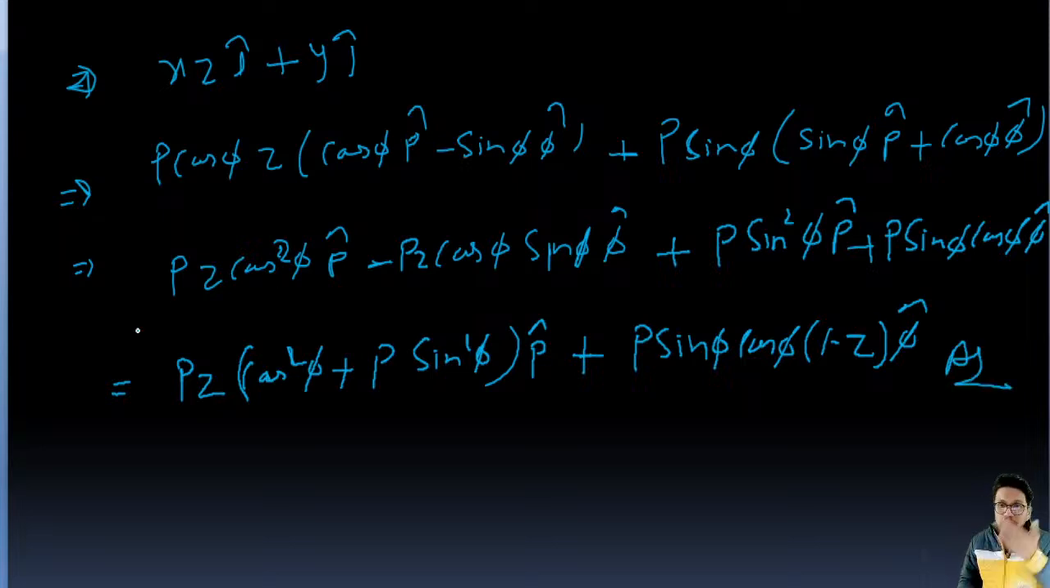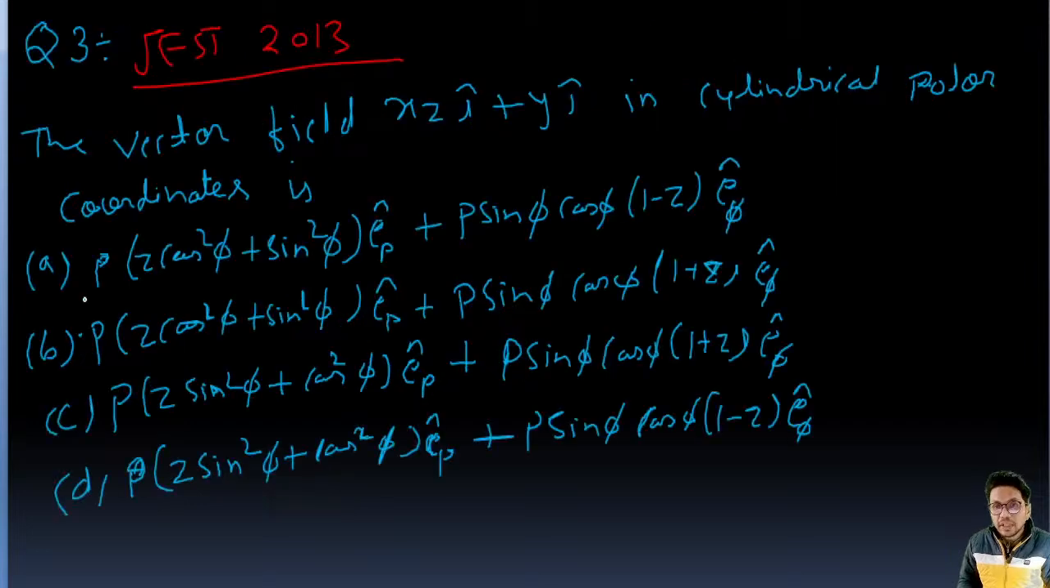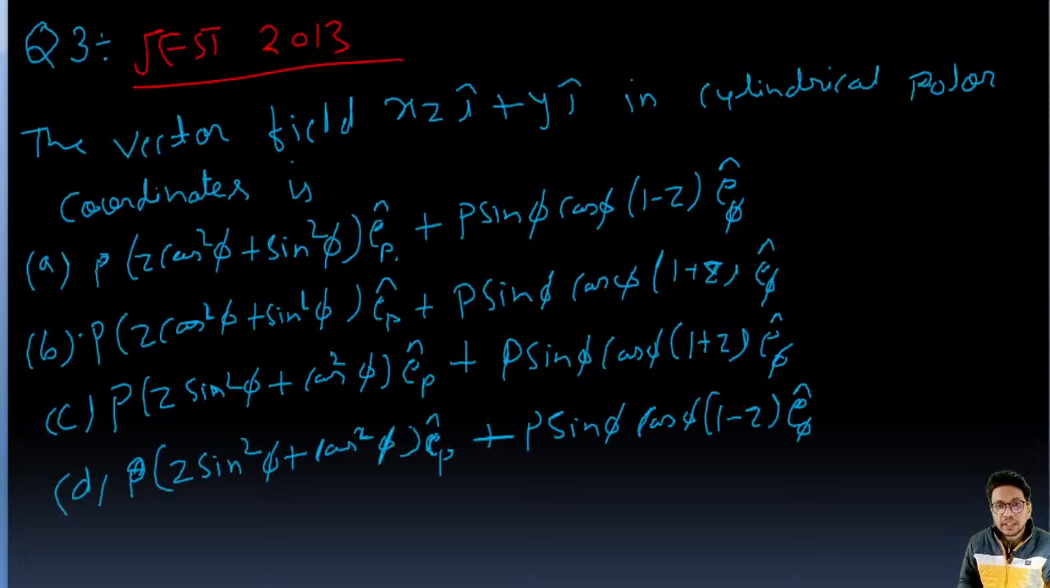Now we'll match the option. Which option is matching? So option A is matching. See, rho z, and this is nothing but rho cap, and this is nothing but phi cap. So this one, rho z cos square phi plus sin square phi, rho cap, plus rho sin phi cos phi into 1 minus z, phi cap. Here this is rho z, and z is here.